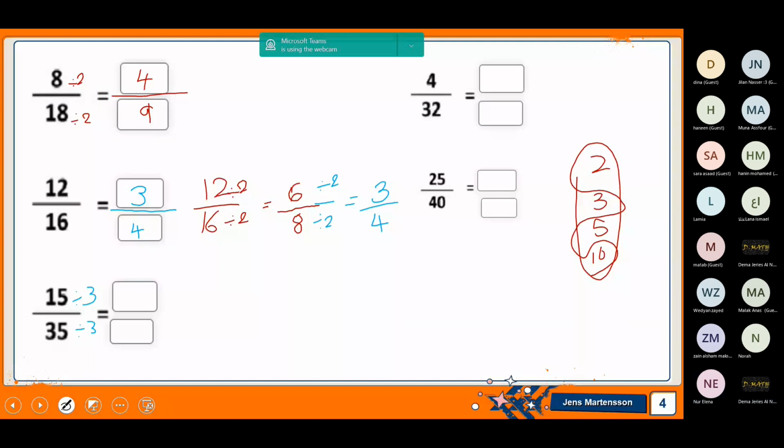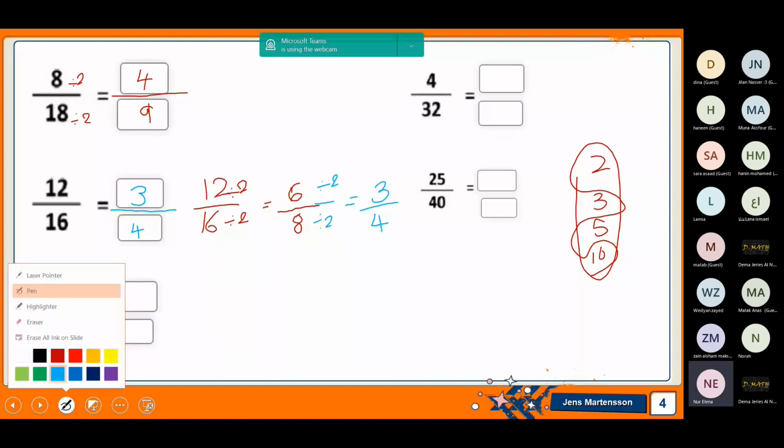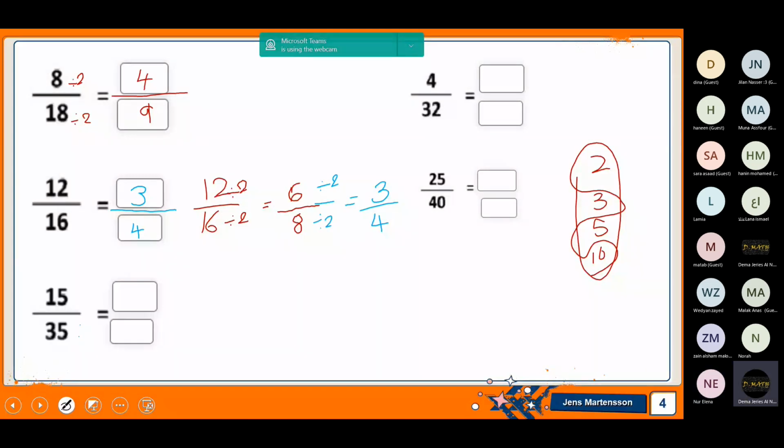So there is no such number. We cannot divide them by 3. So 2 we can't, 3 we can't. Let's try now by 5. Can I divide 15 by 5? Yes. And 35 by 5? Yes, good job. 15 divided by 5 equals 3. And 35 divided by 5 equals 7. Thank you so much.